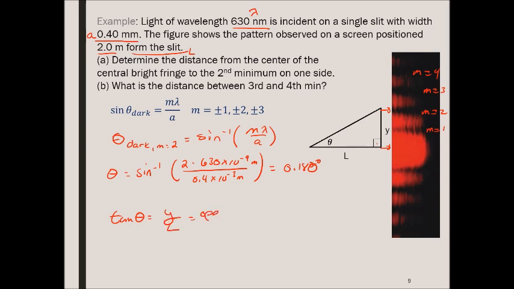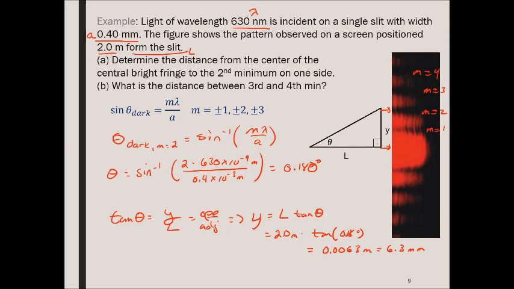So that's the opposite over the adjacent. And that gives me y, that distance, is equal to L tangent of theta. And putting numbers in, that's 2.0 meters times the tangent of that very small angle, 0.18 degrees. Gives me 0.0063 meters or 6.3 millimeters.